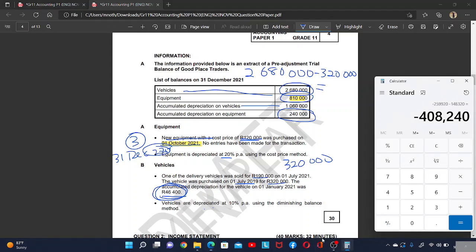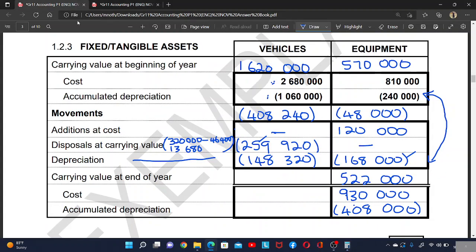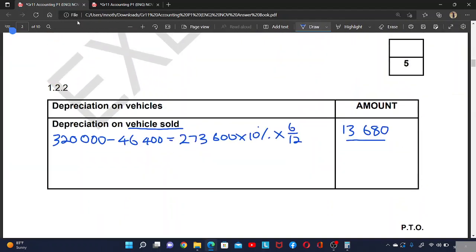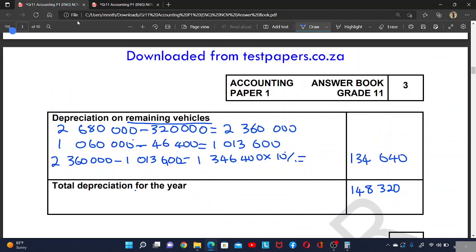So 2,680 minus 320 is equal to 2,360,000. So this is the cost of the vehicle remaining. If you can remember, I think we did that calculation here. Yeah, it's here.